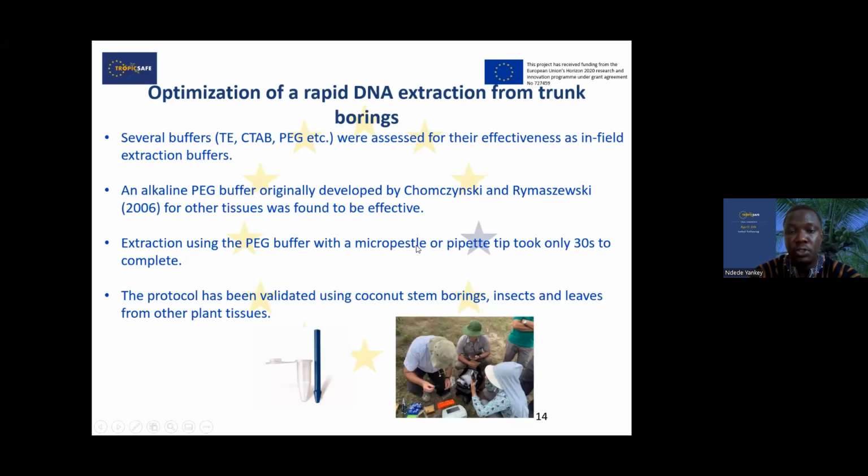What you do is to take a little bit of sample, about 20 milligram of coconut stem borings, put it in your tube, and then you can use the micropestle to just mash it in the tube. And within 30 seconds, your DNA extract is ready to be used in your real-time LAMP assay reaction. And then this assay has been validated using coconut stem borings, insects, and then leaves from other plant tissue. So my colleague, Matt, has been trying this in different places around the world.